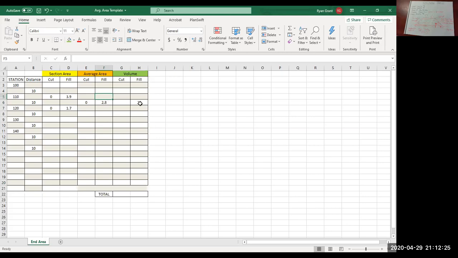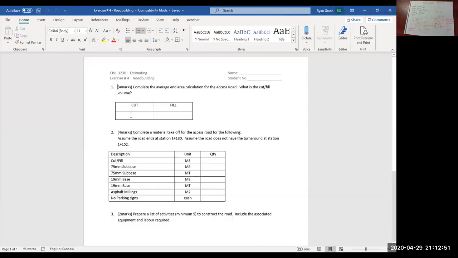Okay, so that's what question 1 is. You'll do all these calculations, all these end areas for all the different stations. You'll do your calculations over here to get total fill volume, total cut volume. You'll total them down here. These are the two numbers that you insert into these two cells here in the exercise. I want to see, though, you need to submit your spreadsheet.